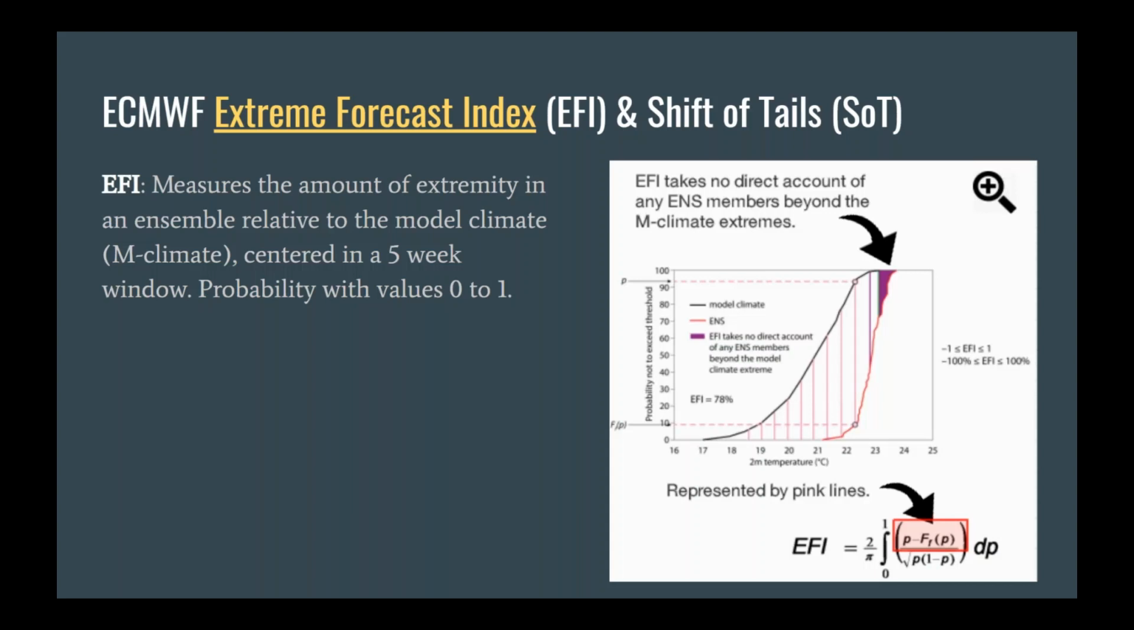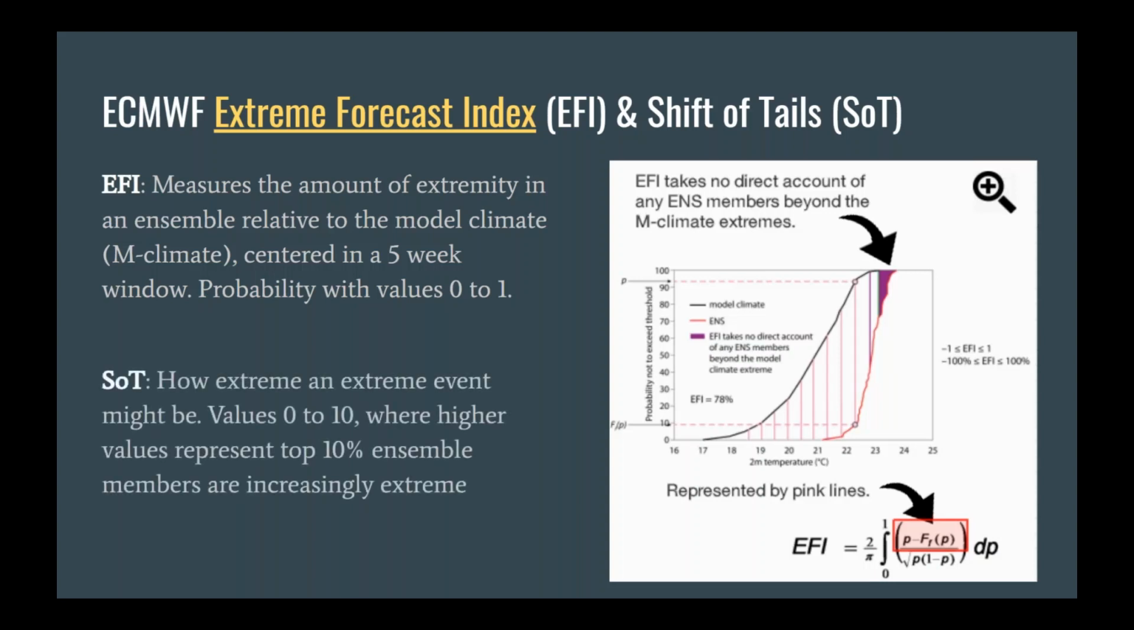You can see the mClimate peaks out there in this image at 23 Celsius, but there are members that go beyond that. So that's where the shift of tails comes in. The shift of tails tells you how extreme an extreme event might be, and you're looking at the top 10% to figure that out.